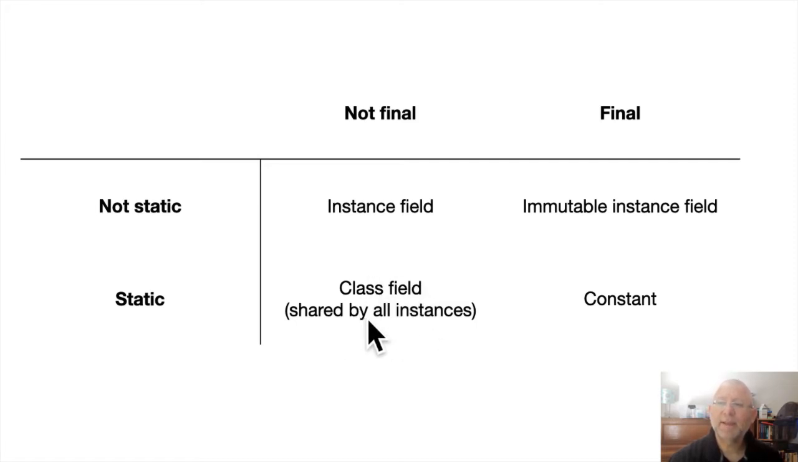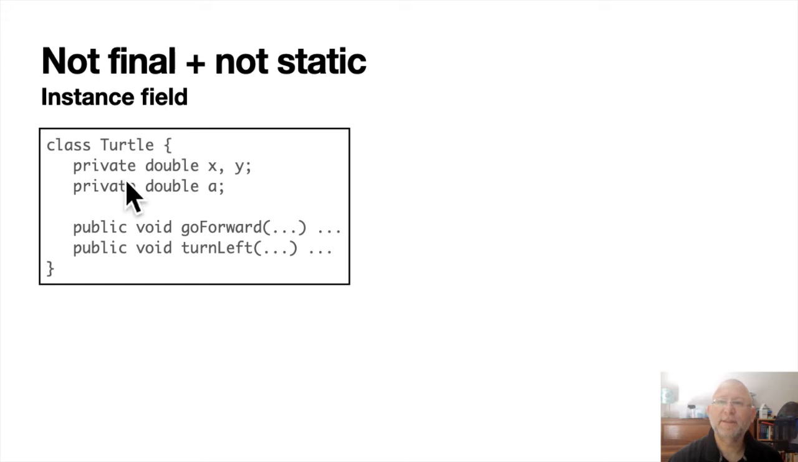And sometimes we make these static fields final, and then it becomes a constant. So some constant provided by the class to its users or for internal use. So we're going to look at all 4 of these cases. So let's start with an instance field.